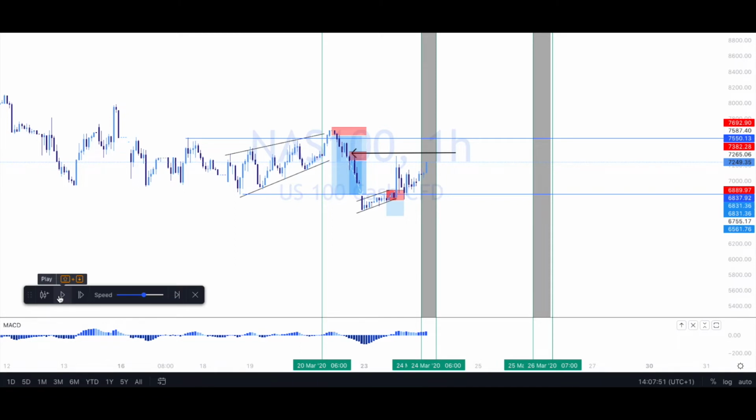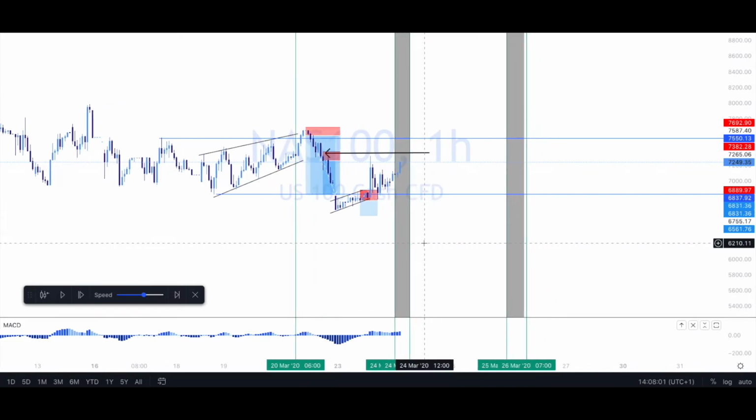Okay, so it's in the middle of the night now, following day. So we're about to head into the following day now, right? And now we need to look for an opportunity so we can jump on.